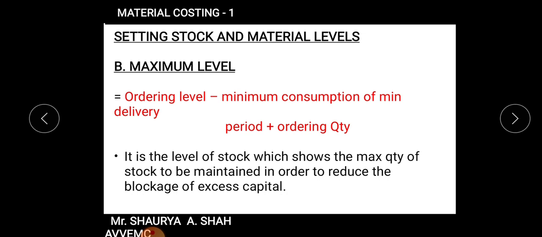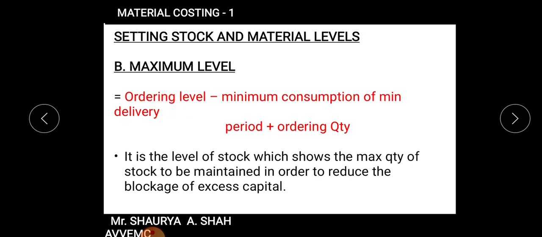So anyhow, in any situation, I am not going to utilize more than 100 units, including wastage, everything, right? So if I again purchase more than 100 units, I am blocking my capital in an excess amount of stock. So in order to reduce the blockage of capital excessively in the material, I will have a maximum level above which I will not make any purchases.